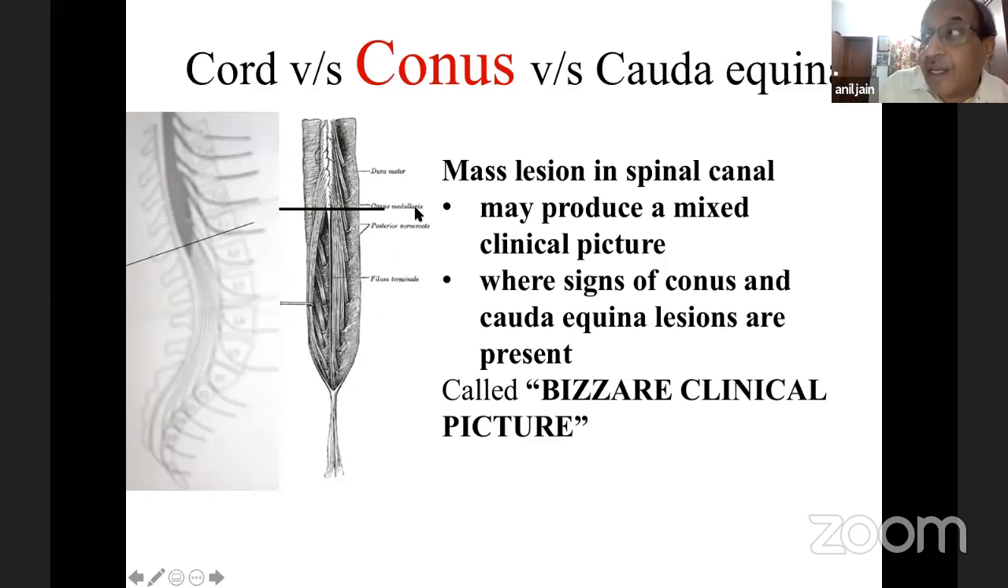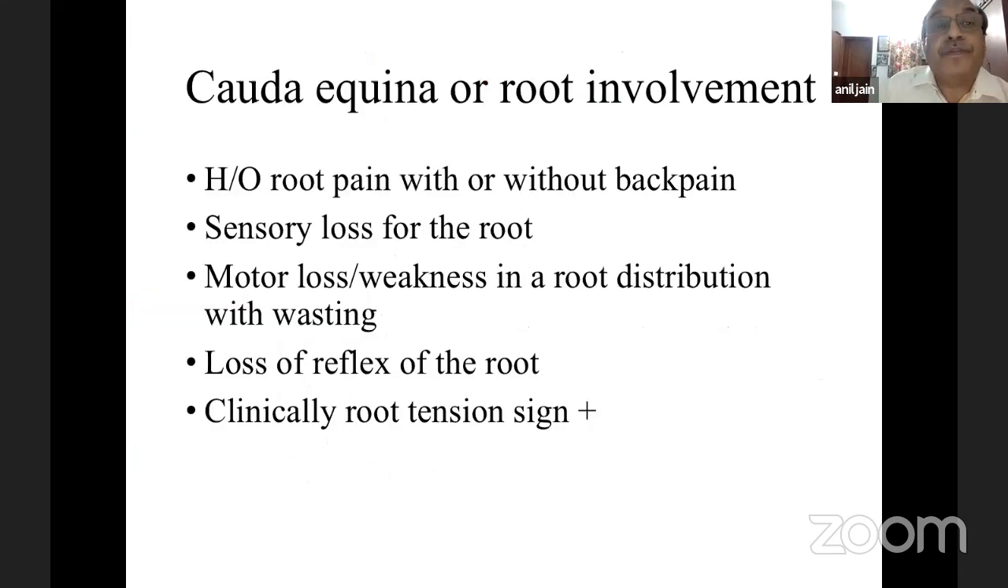So if one gets in the neural examination that there are some jerks, some reflexes are exaggerated, some are absent, some signs of upper motor, some signs of lower motor, then we are dealing with a conus lesion. Now, from cauda equina, we move on to root involvement. Root involvement will be single root involvement, whether it is L5 root or L4 root. So it will be a history of root pain with or without back pain, which is generally found in a disc disease. There will be sensory loss for that root only.